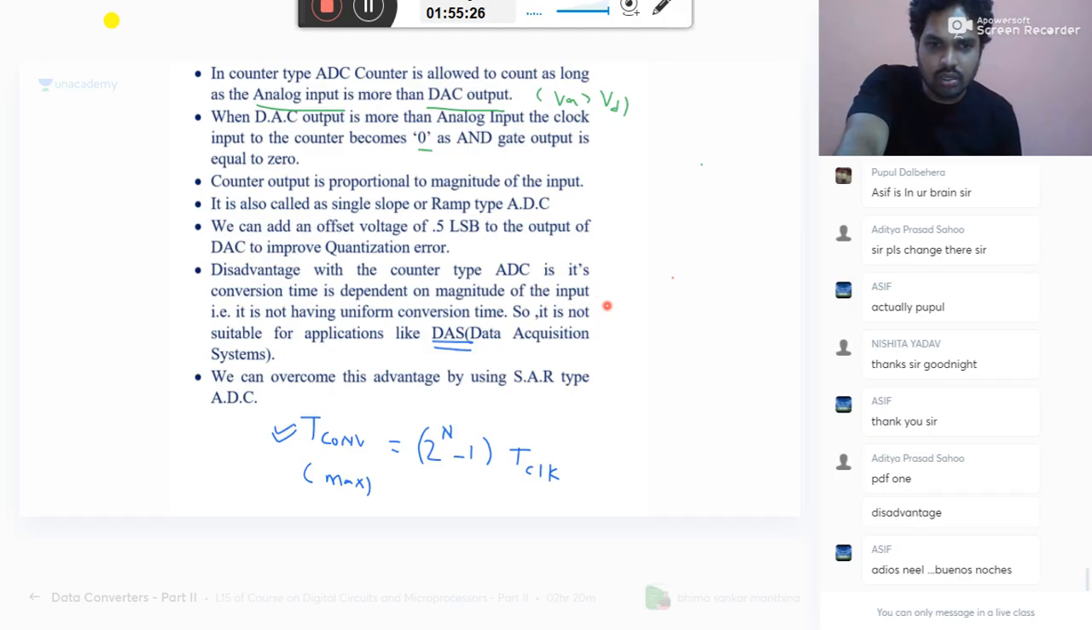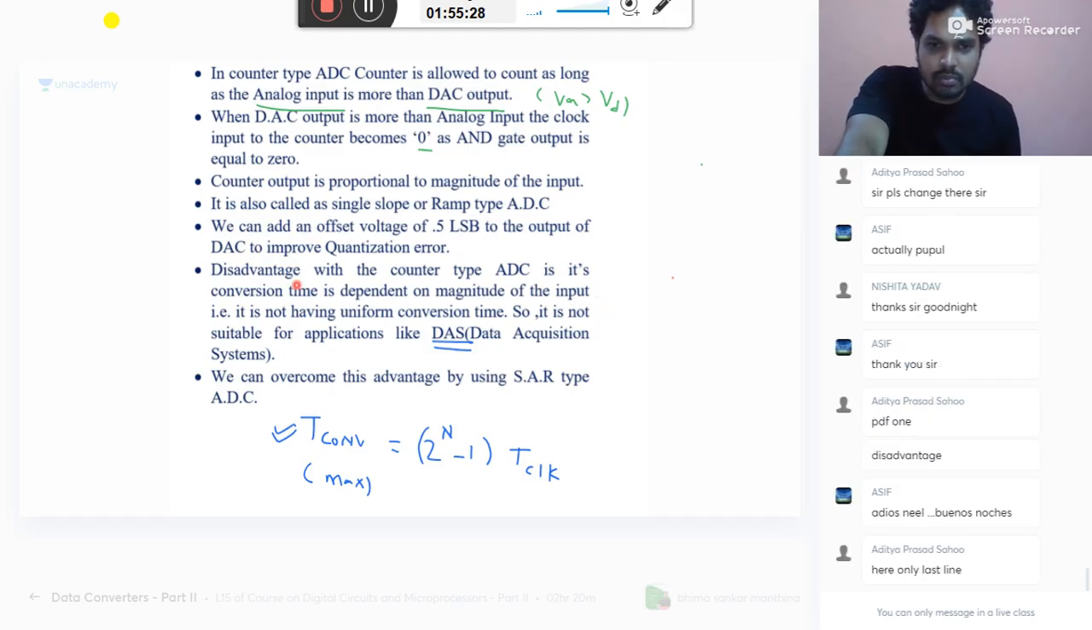Disadvantage with the counter type ADCs: its conversion time depends on the magnitude of the input. It does not have a uniform conversion time. Last line, we can overcome this. We need to overcome not advantages, disadvantages.